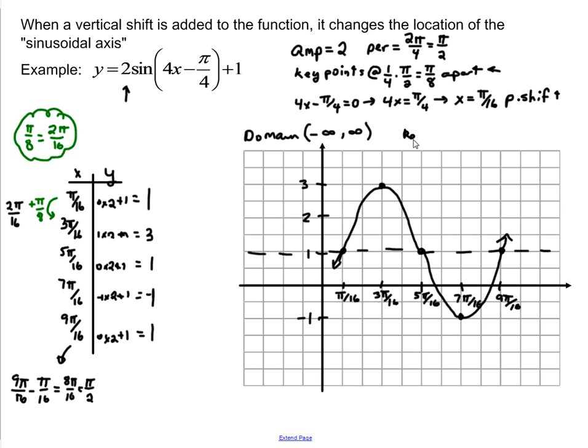The range is defined by the center axis at 1 plus or minus this amplitude value. And in this case, we can actually see our lowest value goes as low as -1. Our highest value will be +3. So our range would be -1 to +3. And that would be this graph of y equals 2 sine of 4x minus pi over 4 plus 1. More to come.